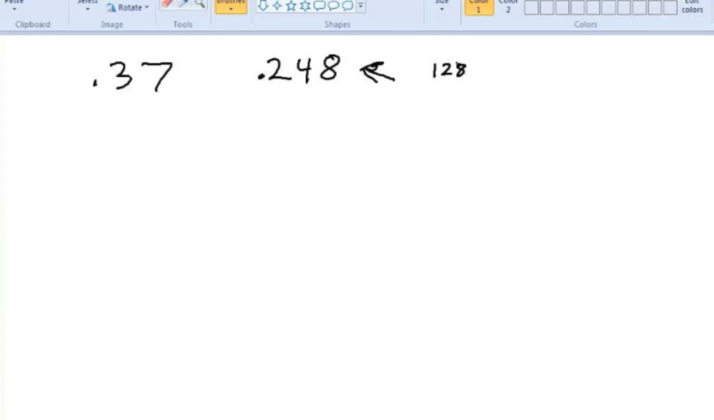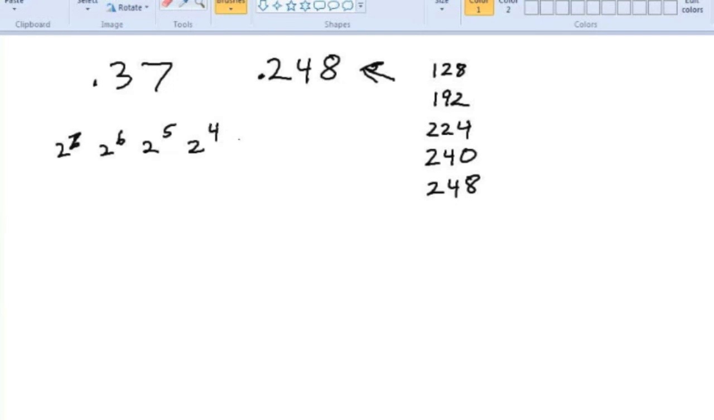If we took 1 bit, it would be 128. If we took 2 bits, it would be 192. If we took 3 bits, it would be 224. If we took 4 bits, it would be 240. If we took 5 bits, it would be 248. We go in 5 deep. 2 to the 7, 2 to the 6, 2 to the 5, 2 to the 4, 2 to the 3. What is 2 to the 3? It's 8.